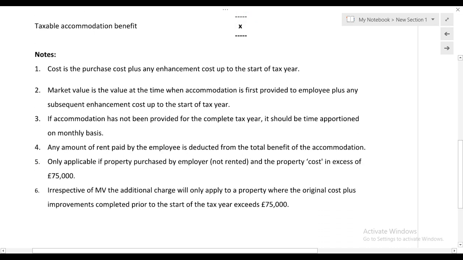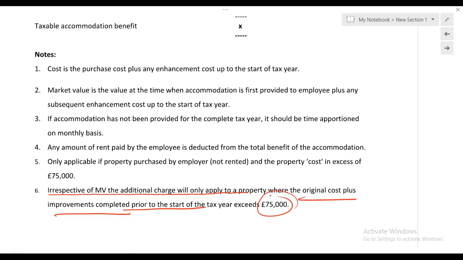Okay, what does it say? Irrespective of market value, the additional charge will only apply to a property where the original cost plus improvements completed prior to the start of the tax year exceeds what? 75,000. Basically, the additional benefit issue will only arise when the accommodation is an expensive accommodation. Expensive means before the start of the tax year, original cost plus capital expenditure exceeds 75,000. Only then does the additional benefit arise.